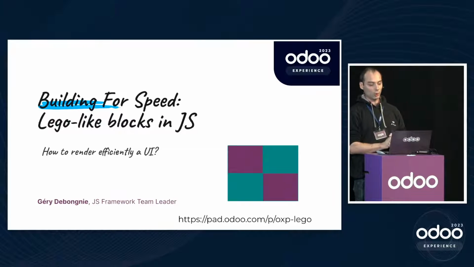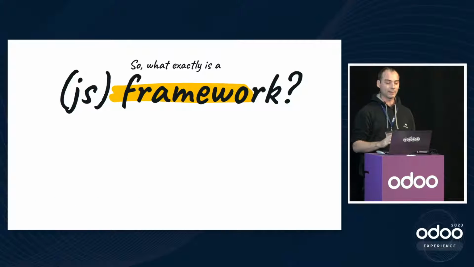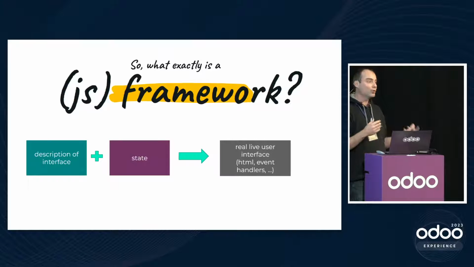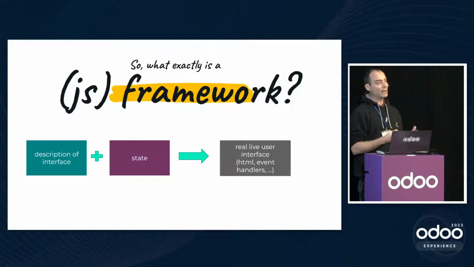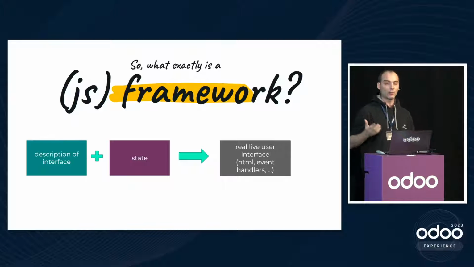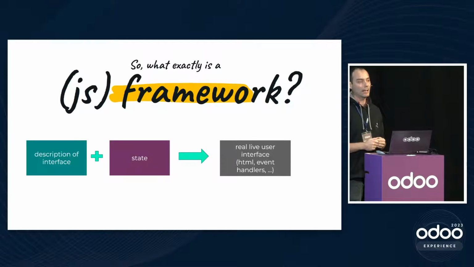Okay, so we want to talk about rendering, but before that, let's have a few words about JavaScript frameworks in general, because there is a point that I want to make. You could say that the job of a JavaScript framework is to turn some kind of description of a user interface and some state into a real live user interface, which means HTML elements, not a string. That's a key part of the point that I want to make. You need event handlers. You need your interface to react to the user interactions. Okay, so that's really a very high-level description of a JavaScript framework, and pretty much all JavaScript frameworks have to do this in a way or another.